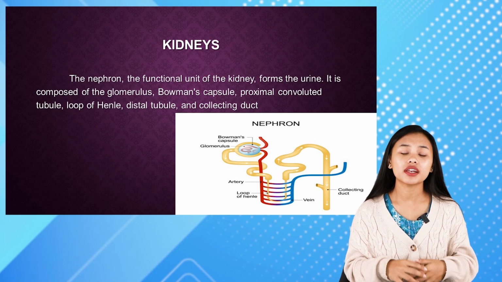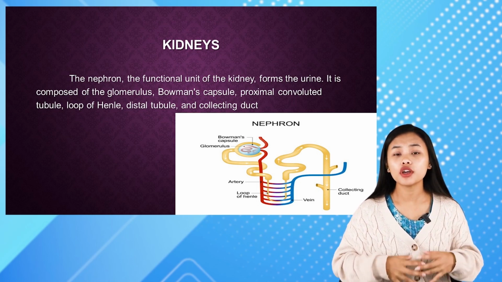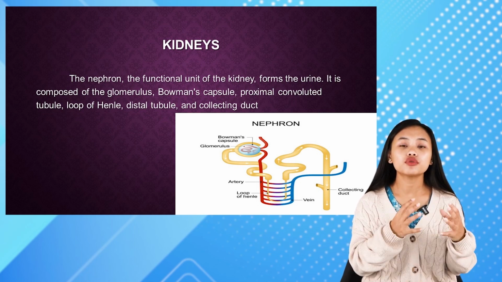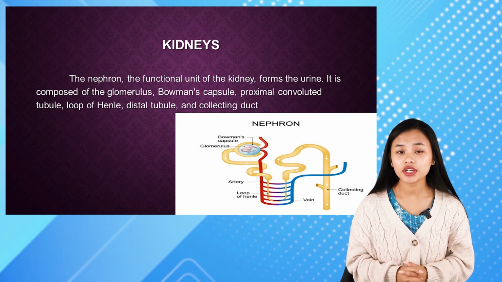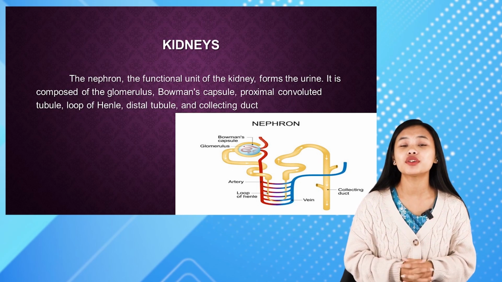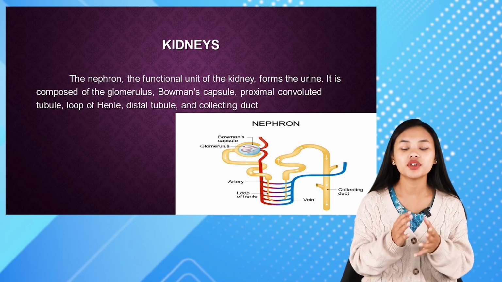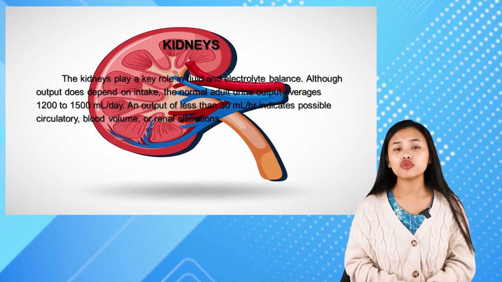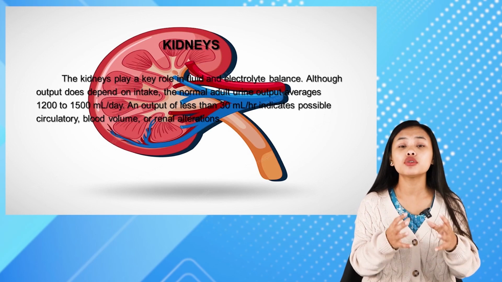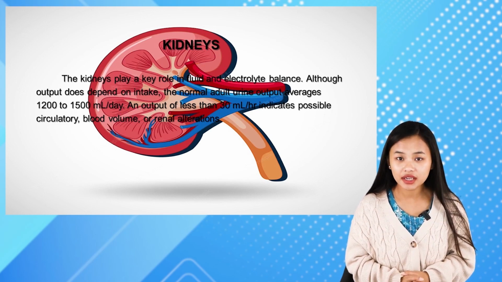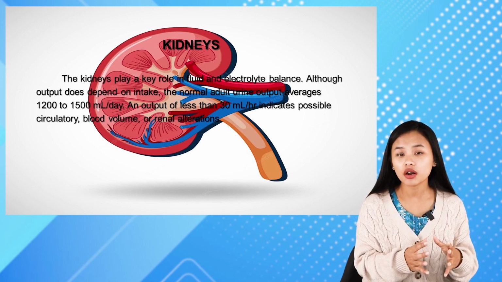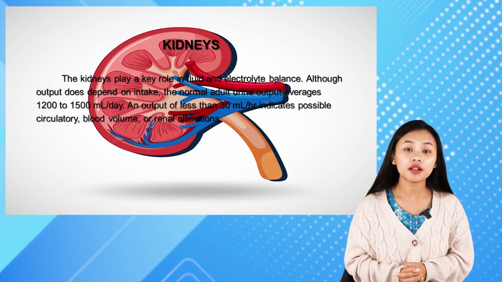And here, as you also know, the glomerulus filters approximately 125 ml per minute. However, not all of the glomerular filtrate will be excreted as urine. Here, 99% of it will be reabsorbed into the plasma and only the remaining 1% will be excreted as urine. Here, as we also know, the kidney plays a key role in the fluid and electrolyte balance, and although the output does depend on the intake, the normal adult output must be approximately between 1200 to 1500 ml per day.